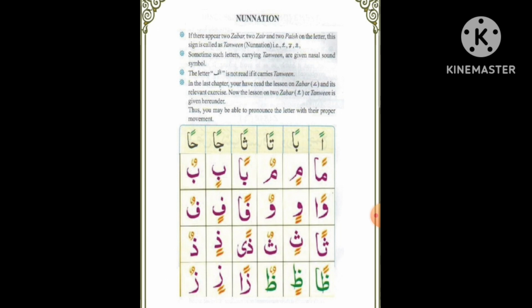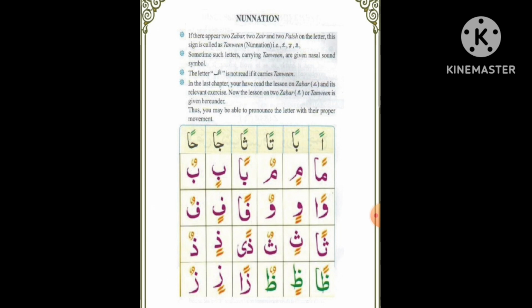Mim two pesh, mun. Then you have ba two zabar, ban. Ba two zair, bin. Ba two pesh, bun. Waw two zabar, wan. Waw two zair, win. Waw two pesh, wun. Fa two zabar fan. Fa two zair fin. Fa two pesh fun. Sa two zabar san. Sa two zair sin. Sa two pesh sun. Zal two zabar zan.